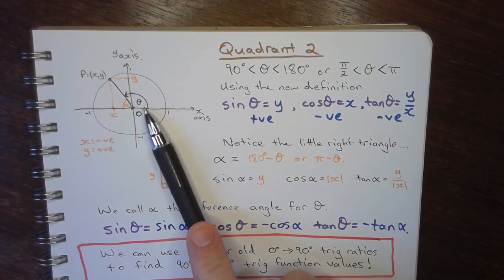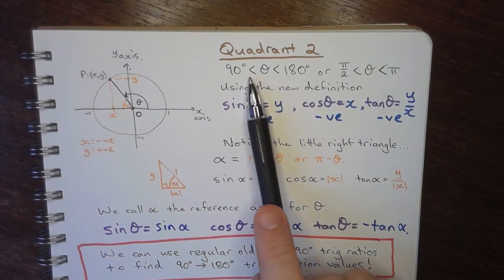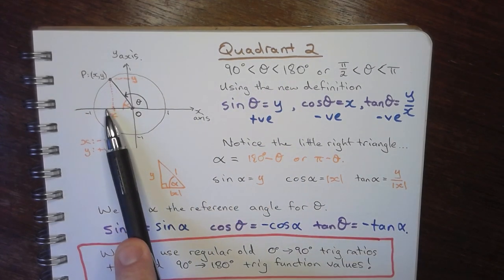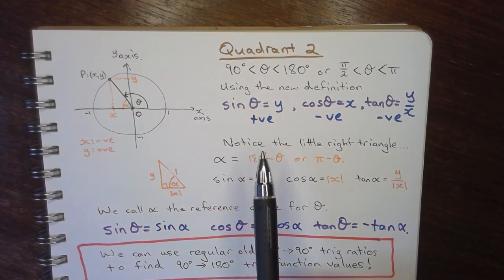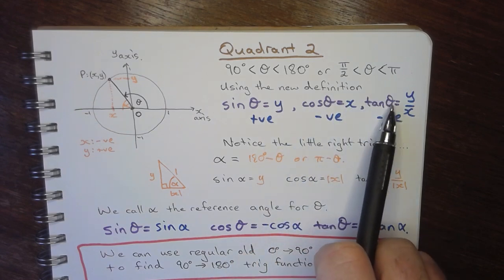Remember, we're going to keep our new definition for sine, cos, and tan. Sine being the y coordinate, cosine being the x coordinate, and tan being y over x. So a few things. We've now got theta between 90 degrees and 180 degrees, or pi on 2 and pi if you want to talk about radians. With our new definition, sine theta is y, cos theta is x, tan theta is y on x.